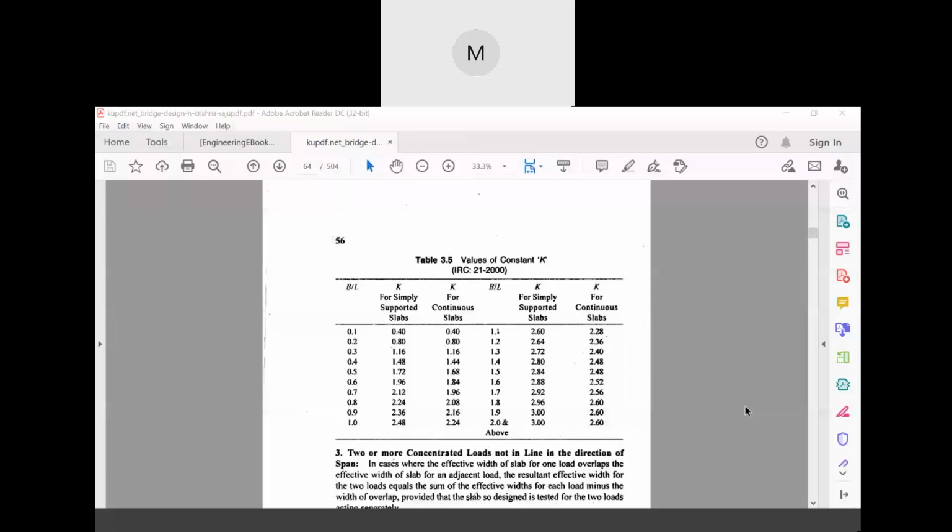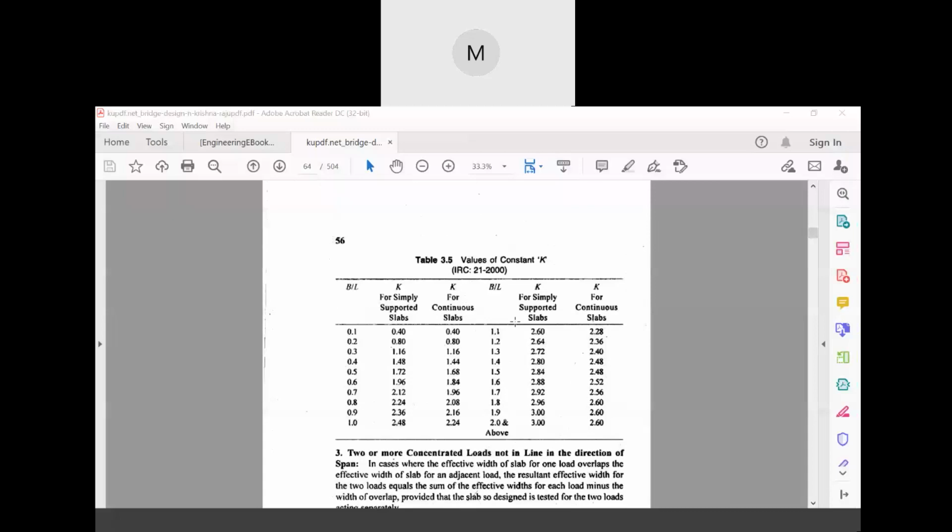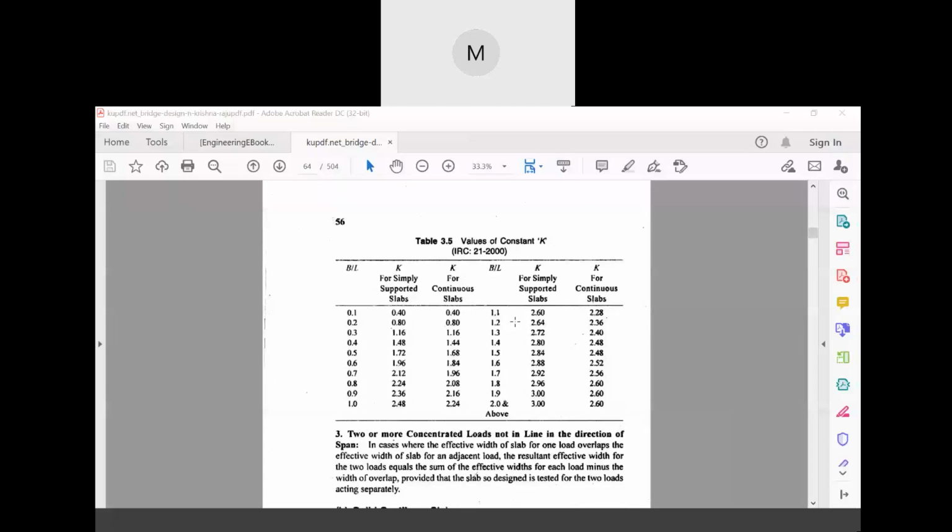K is the constant depending upon the ratio d by L. Now, the value of K for different ratios of d by L is compiled in Table 3.5. These are the values of constant K. Now, just take a screenshot of this because these are all important for your exam. Have you taken the screenshot? Yes, sir. Okay, good.